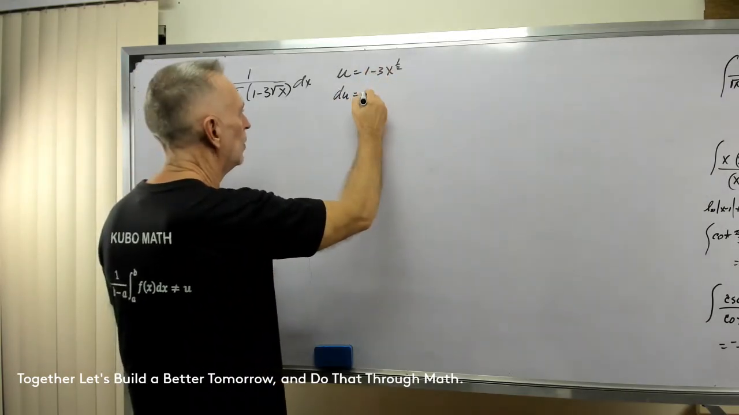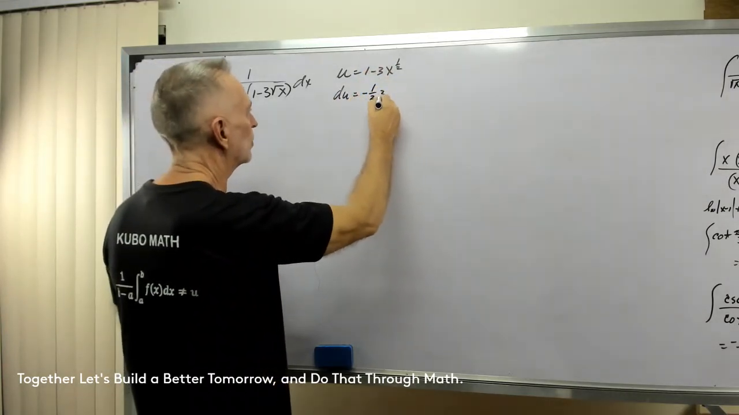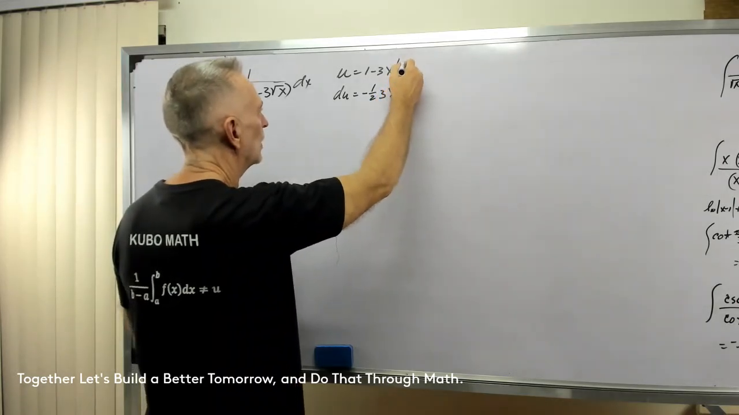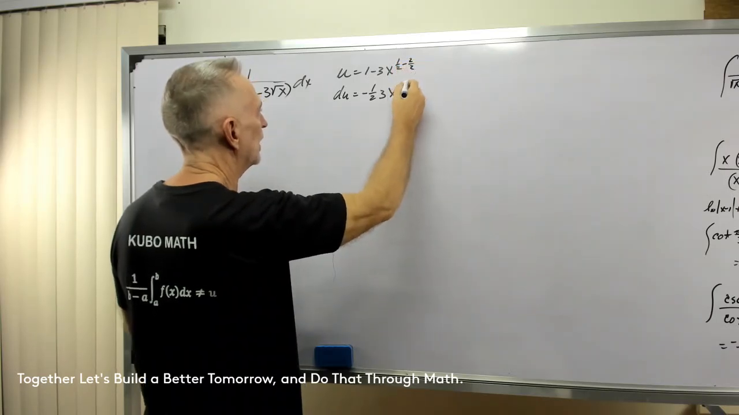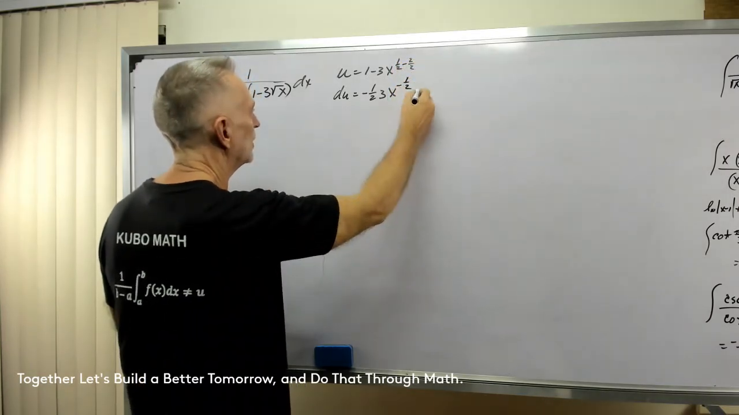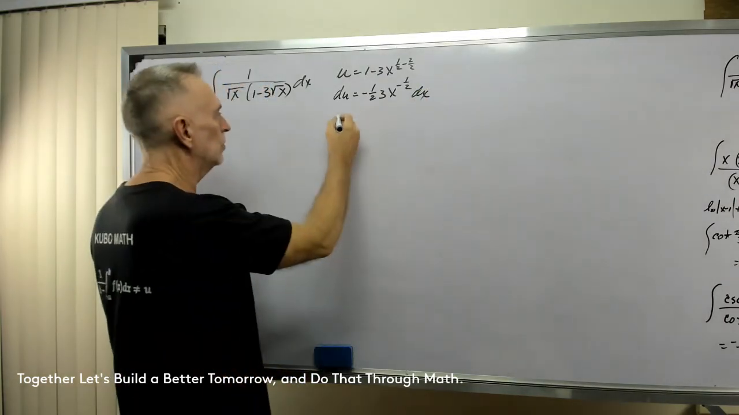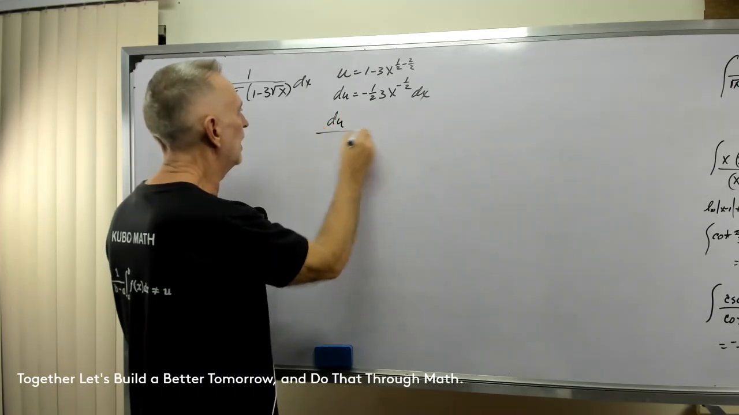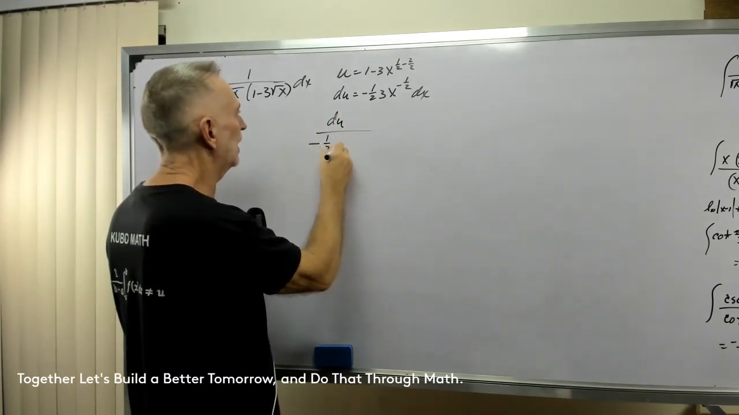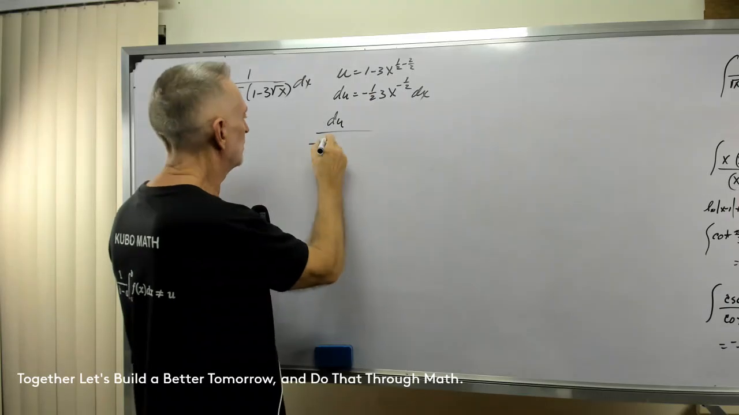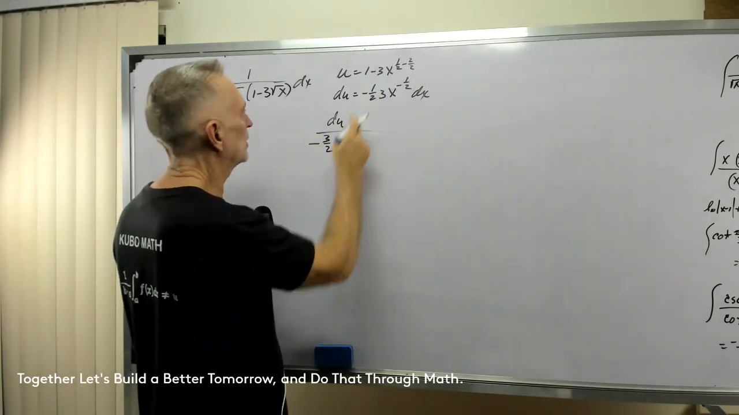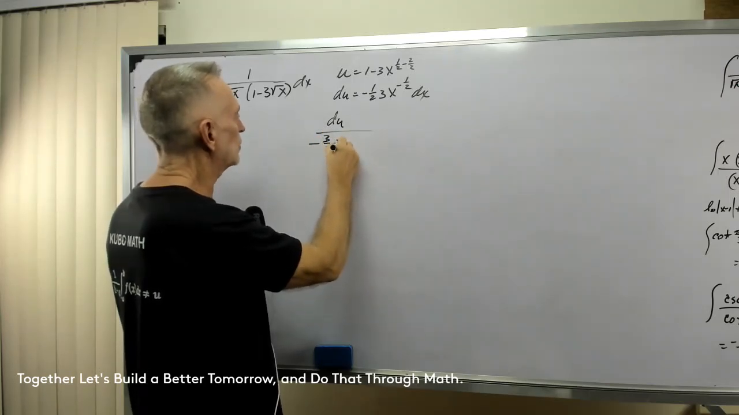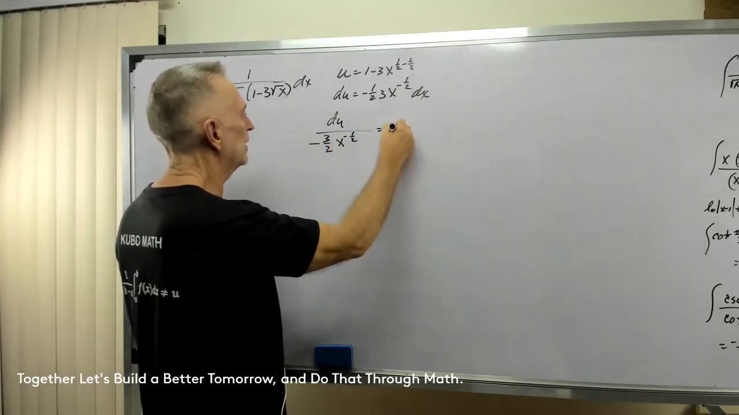Well, du then equals, derivative of a constant's out, so I have minus 1/2 times 3x to the 1/2 minus 1. So 1/2 minus 2 over 2 gives me x to the minus 1/2 dx. So isolating dx, as we mentioned earlier, is du divided by minus 3/2, I should say, 3 times 1/2. Minus 3/2 x to the minus 1/2 equals dx.